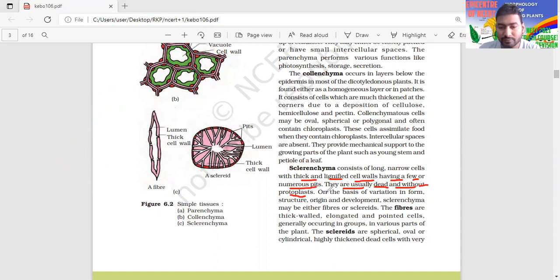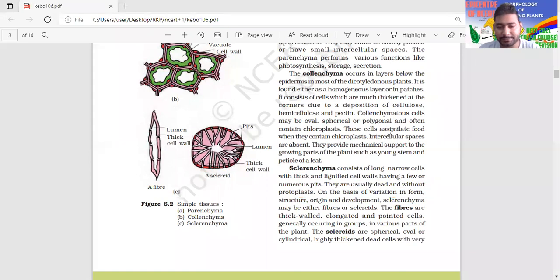On the basis of variation in form, structure, origin, and development, they are classified into two different types. The sclerenchyma may be either fibers or sclereids. Very, very important. So sclerenchyma is again divided into different types, either fibers or sclereids.